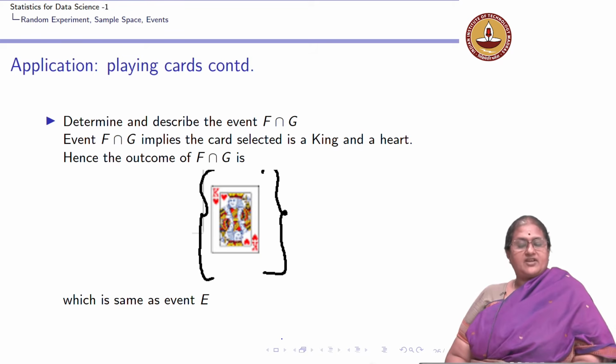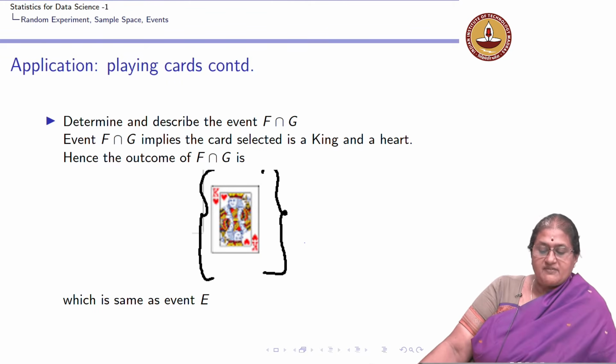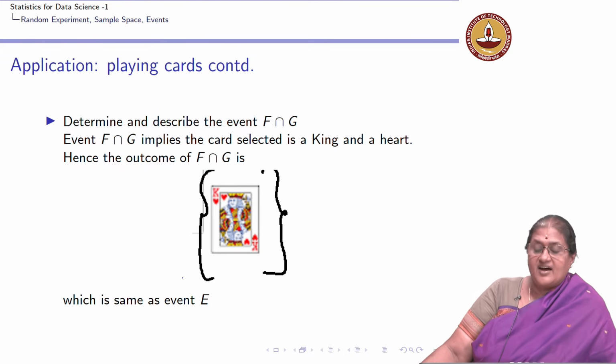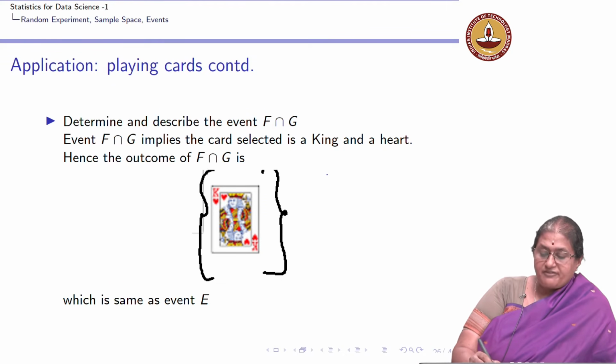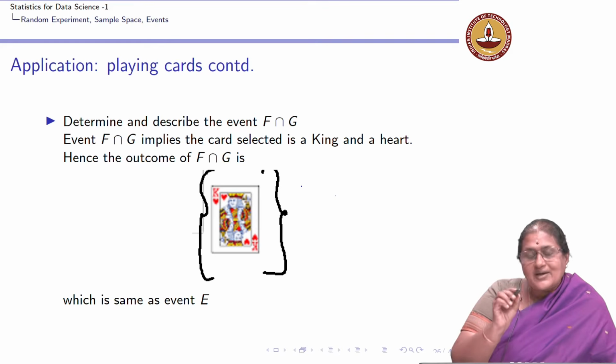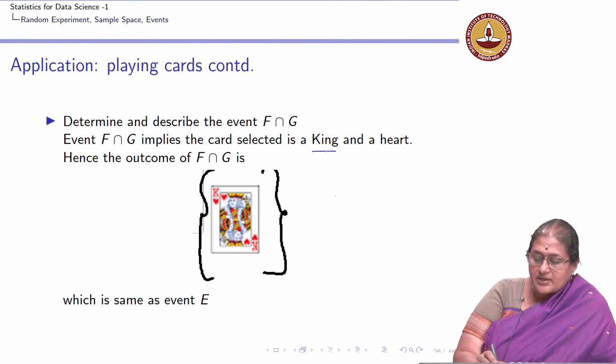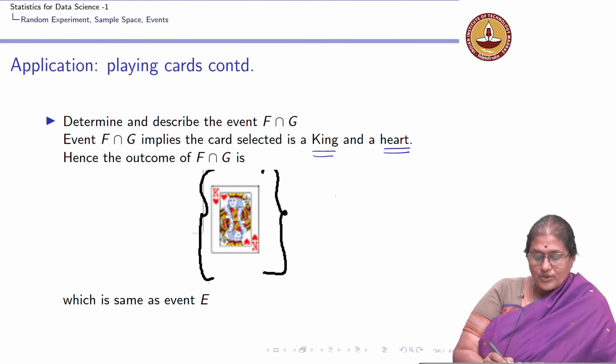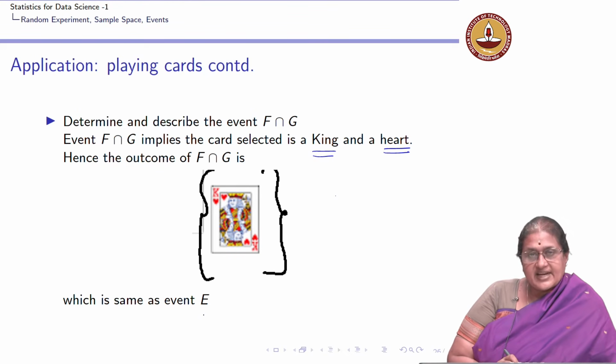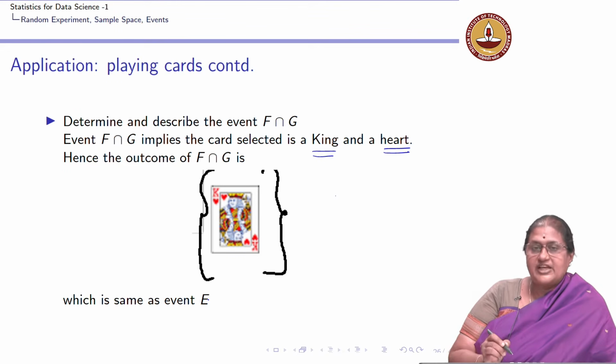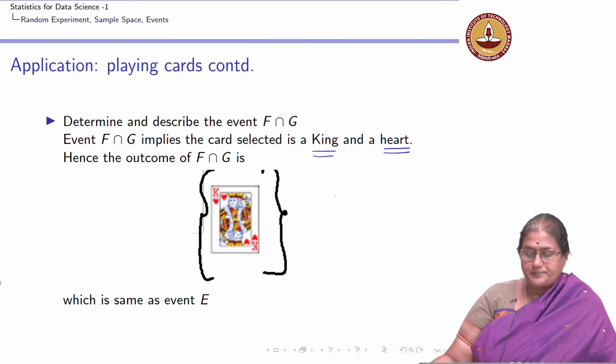Now, suppose I want to describe the event that my card selected is a king and a heart. Recall, F is a king and G is a heart. You can see that there is only one card that satisfies that it is both a king and a heart, and you can actually notice that this is exactly the event E, where the event E was choosing a king of hearts.